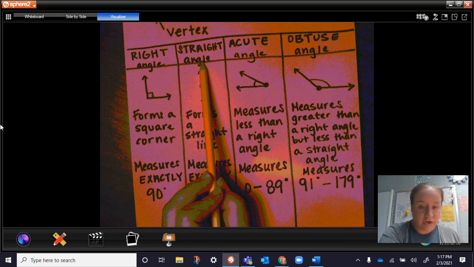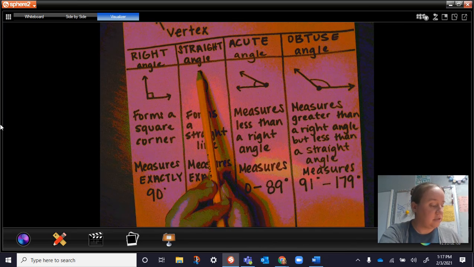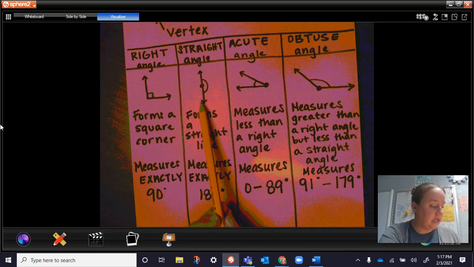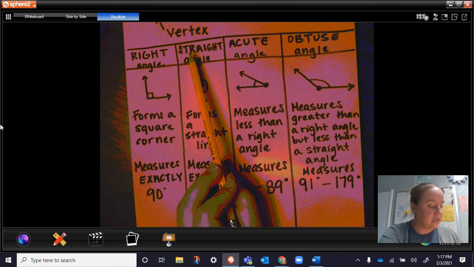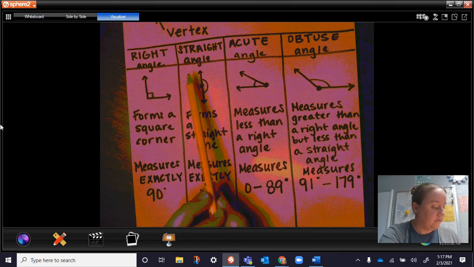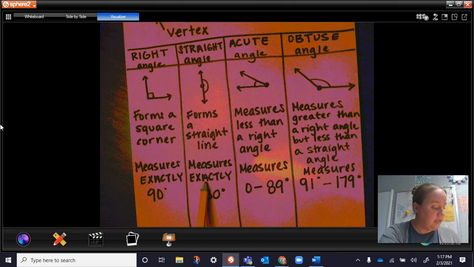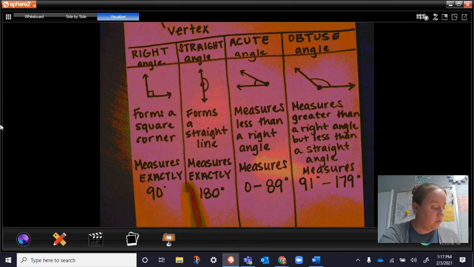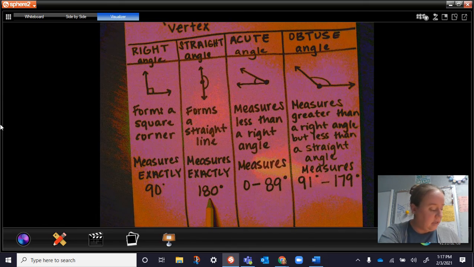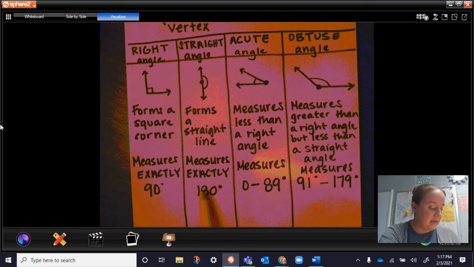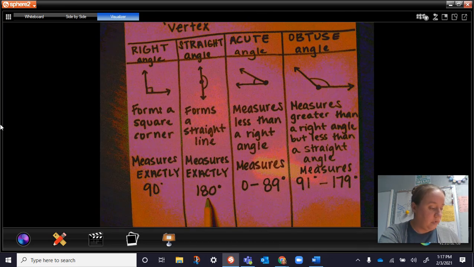If I'm talking about a straight angle, this one's pretty easy because it's just a straight line. It could be vertical, it could be horizontal, it could be diagonal, but it is a straight line. So it forms that straight line. These are just like the right angles where they are only one measurement: not 179, not 181, exactly 180.